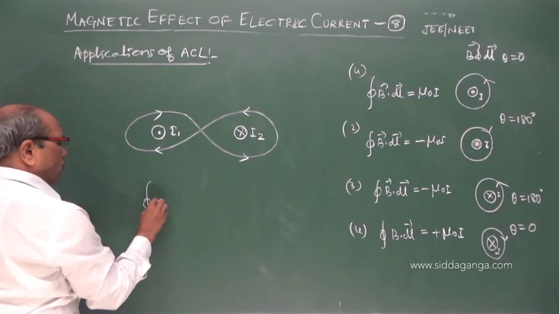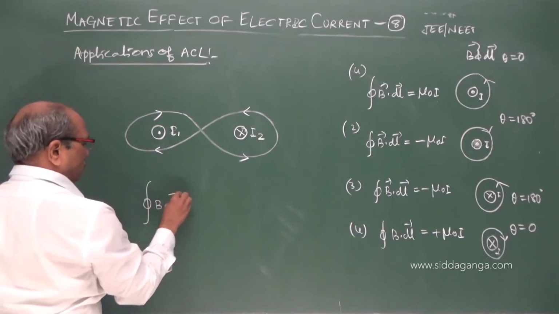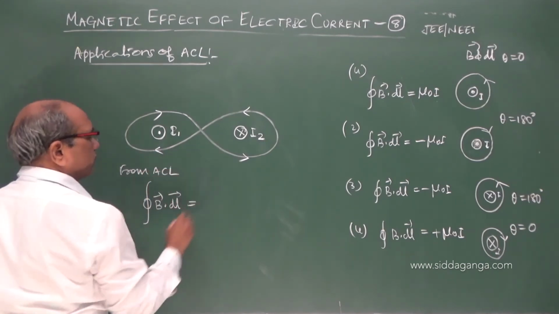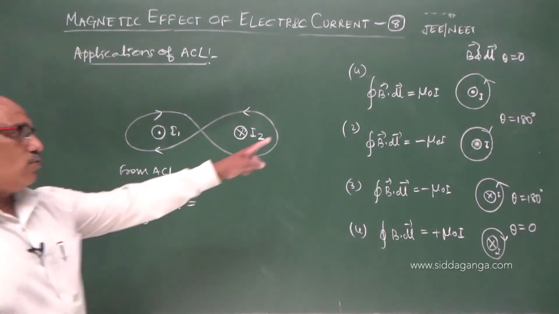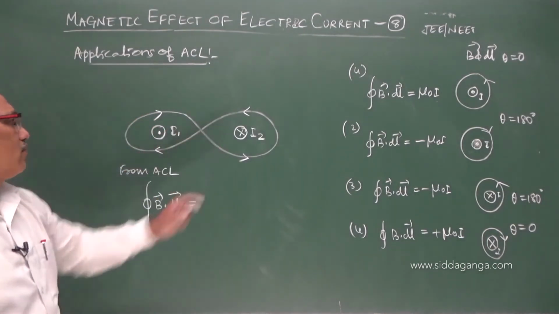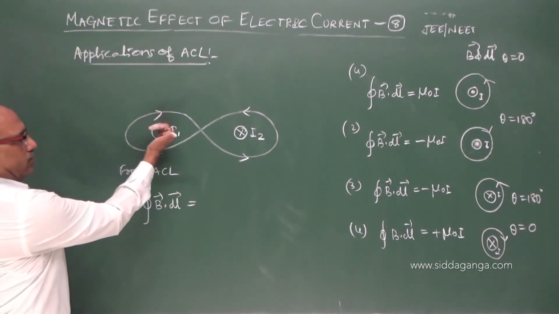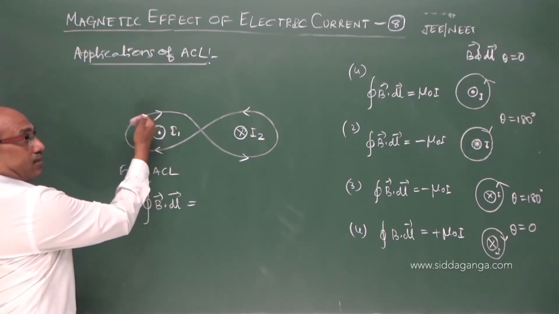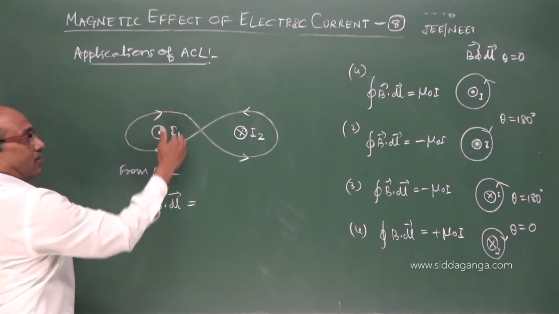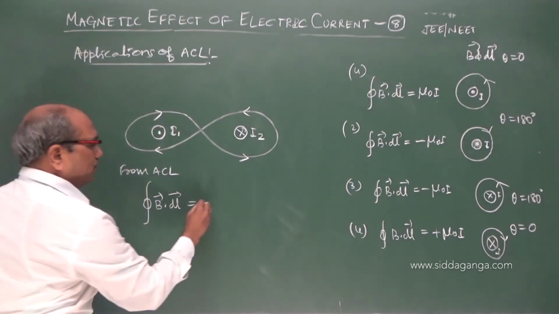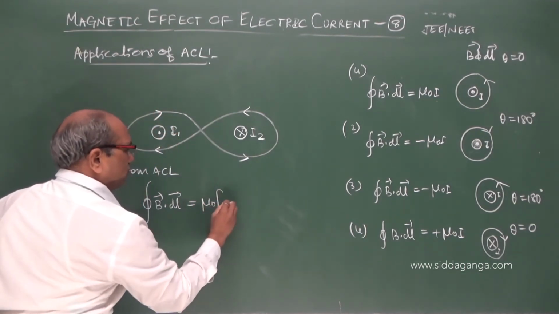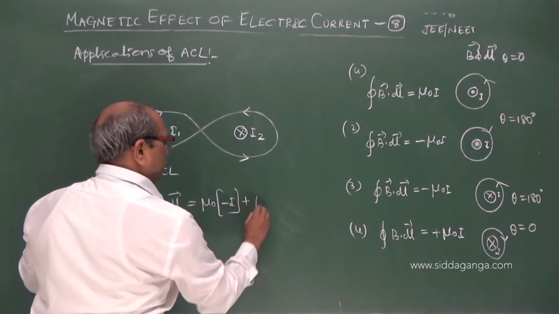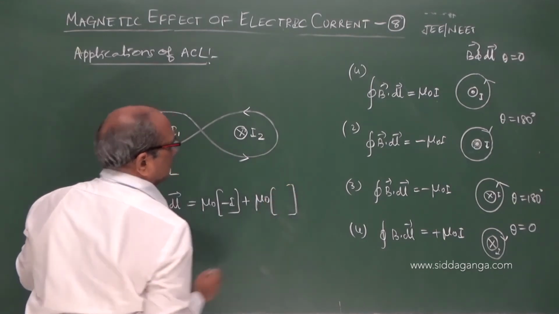Find what it is according to the ACL. From ACL, follow this track and it can be told here. Now the current is outward. Current is outward. The threading must appear anti-clockwise, but here it is clockwise, therefore it is negative. Mu naught into minus I for this, plus mu naught into what happens to the other.